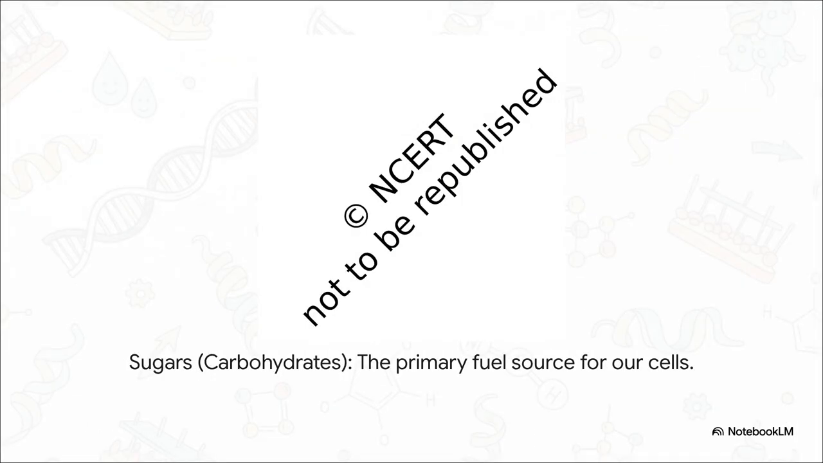Next, we find sugars, which you probably know as carbohydrates. Think of molecules like glucose. These are the primary, fast-burning fuel for our cells. Everything from a muscle contracting to a neuron firing, these simple sugars are providing the instant energy that makes it all happen. They are, quite literally, the high-octane energy currency of life.